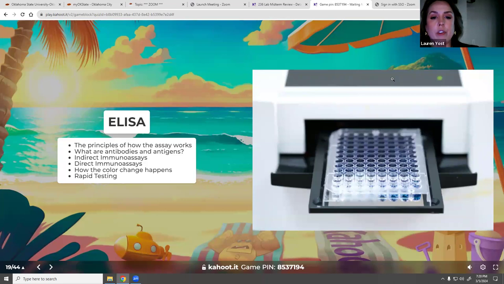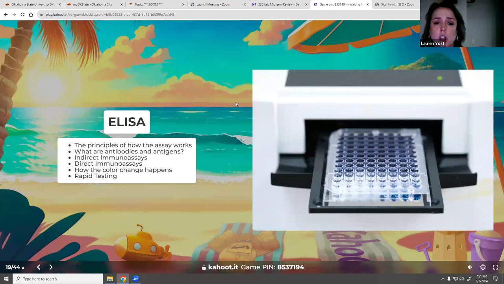Right, so indirect versus direct. Indirect, we are looking for the antibody, so we have to know the antigen, right? We have to have that. Direct, we're looking for the antigen, so we have to have a known antibody. How the color change happens, that's the enzyme on our secondary antibody. Right? That one is going to cause cleavage of the substrate when it gets added in, if it's stuck around, and that'll cause the color change to happen. So color change is always positive.